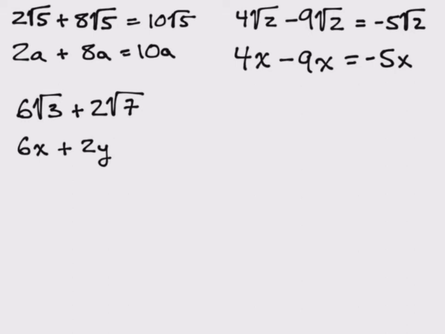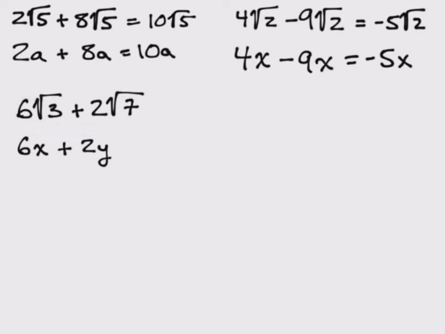We can't combine them anymore because x and y, whatever those variables are, whatever numbers they represent, they're not the same number. It's literally apples and oranges. Well, in this problem, it's the exact same thing. The square root of 3 is some number, and the square root of 7 is also some number, but they're not the same number, so there's no way to combine them. There's nothing more we can do with this. We just leave it as 6 root 3 plus 2 root 7.